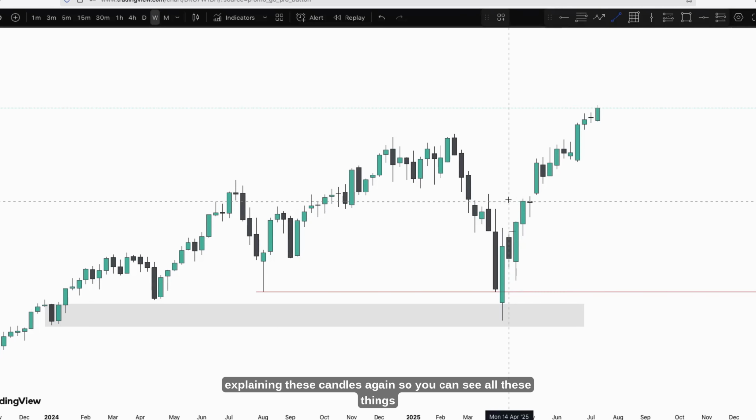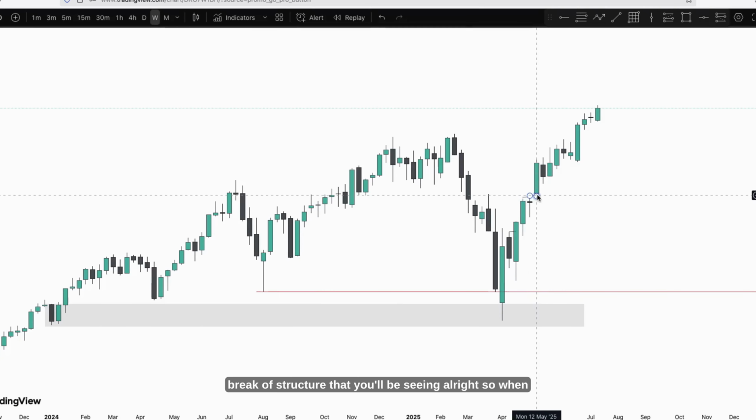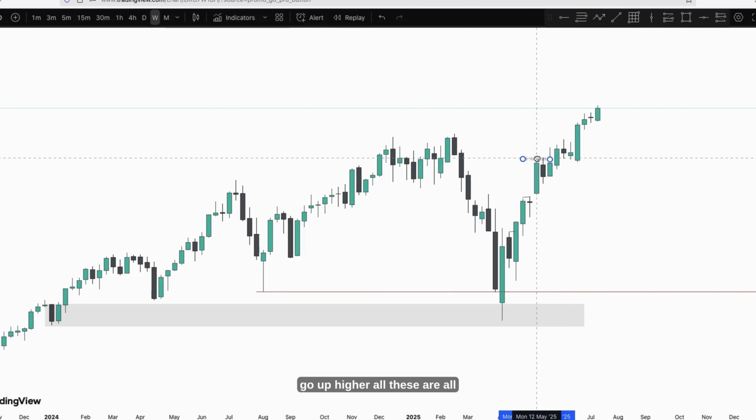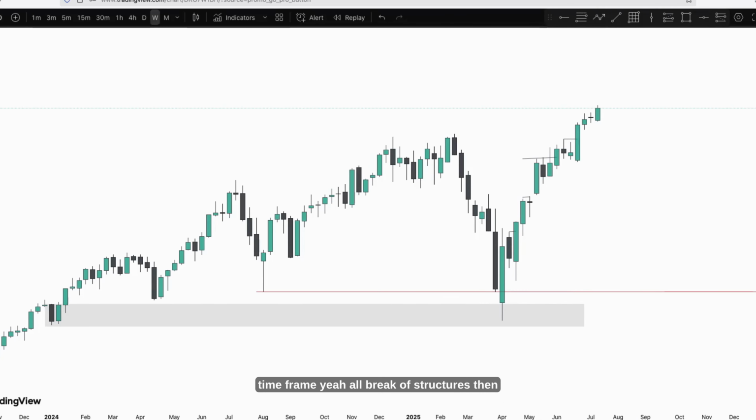So you can see all these things are all break. If you go down on lower time frame, it's a break of structure that you will be seeing. All right, so when you see a break of structure, what will price do next? We're gonna go up higher. All these are all break of structures on lower time frame. When you look at them on lower time frame, they are all break of structures. Then we get to this part.